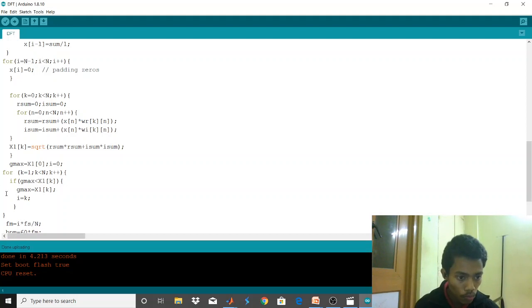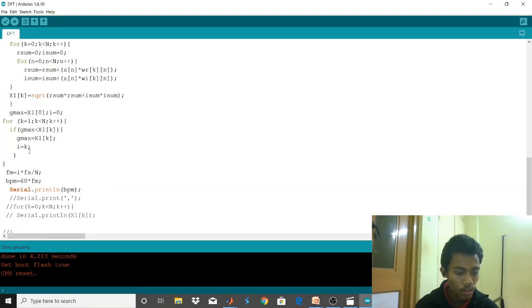This is the code for finding the maximum frequency component. First I assume x of 0 is the maximum. I check x of 1, and if I find something larger, I replace the maximum with that. This is the coefficient maximum, and this is the index of the maximum. To find the maximum frequency, it is i into fs by n. This gives my maximum frequency, and then the beats per minute.